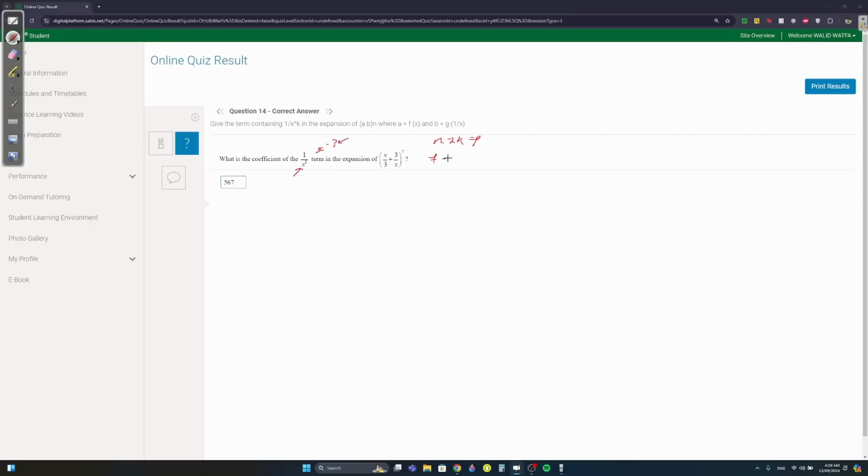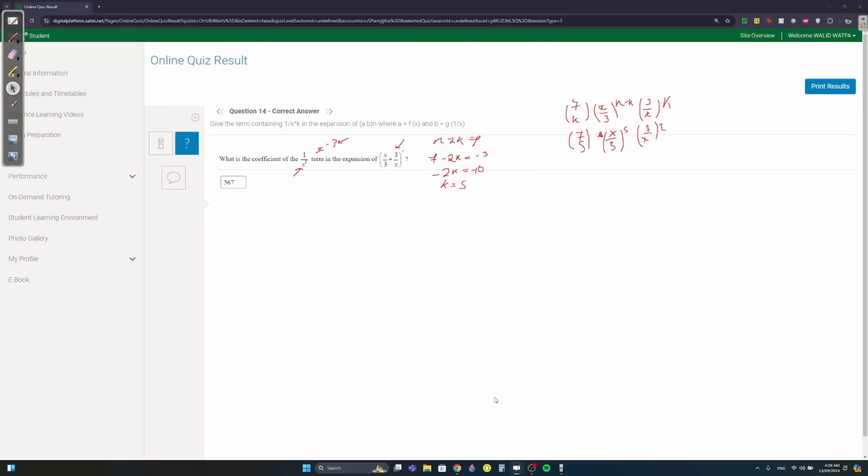n is 7. We don't know what k is. We know p is negative 3. You get minus 2k equals minus 10. You get k equals 5. Okay, so let's substitute here. What's the general term? It's 7ck, right, nck, x over 3 to the power of n minus k, 3 over x to the power of k. We know k is 5, so 7c5, x over 3 to the power of 5, 3 over x, power of 2.